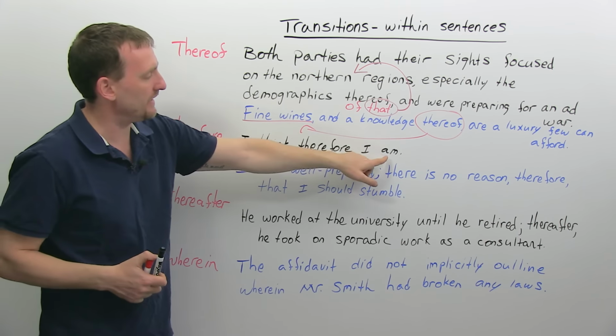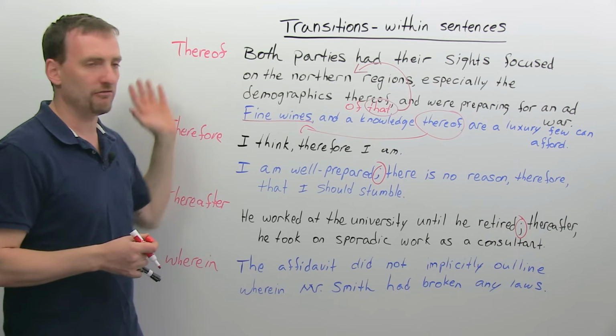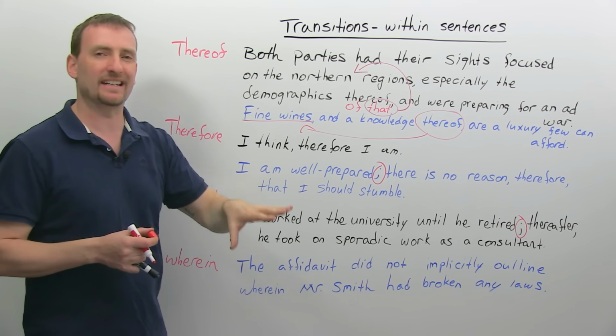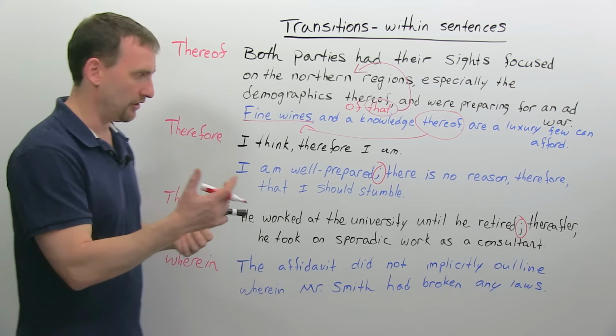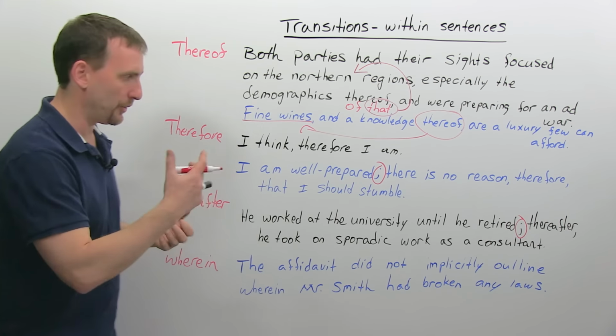Now, one thing I also want to mention, therefore and thereafter, and before we had therein, these can be commonly used to begin a sentence. All the rest of them are always within a sentence. They're not commonly used to begin a sentence. They're always part of the structure. Now we're getting to the wheres, okay?